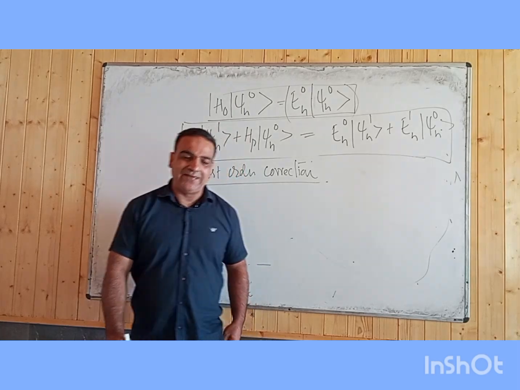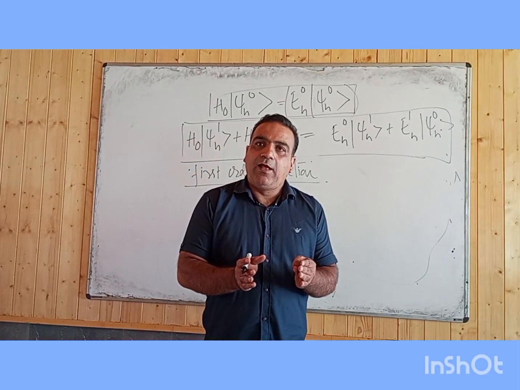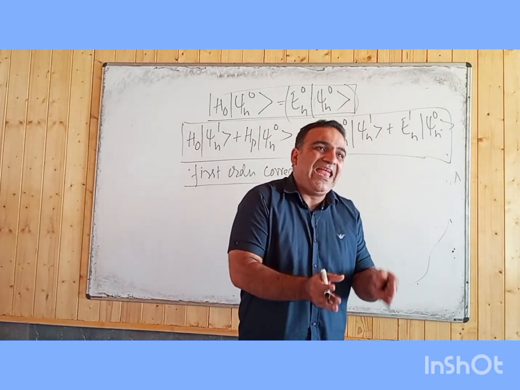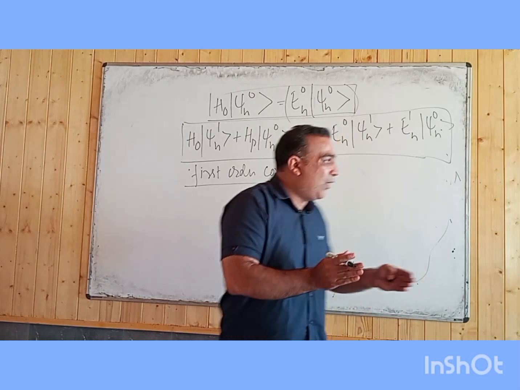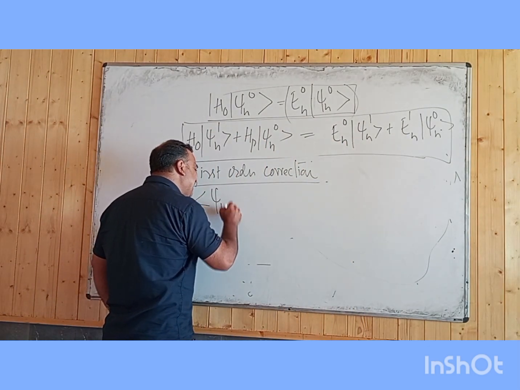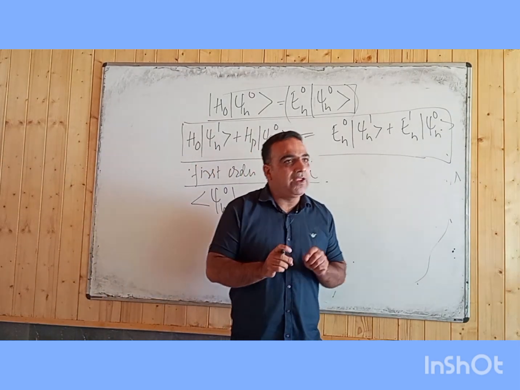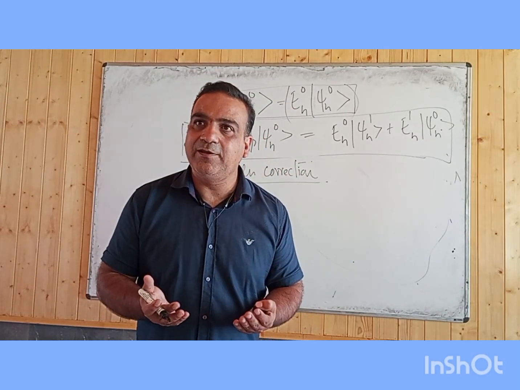What I'll do is I will choose another set of unperturbed eigenvectors belonging to the same unperturbed system. So I will choose an eigenvector psi m0. This eigenvector belongs to the same unperturbed system. Are you getting me?